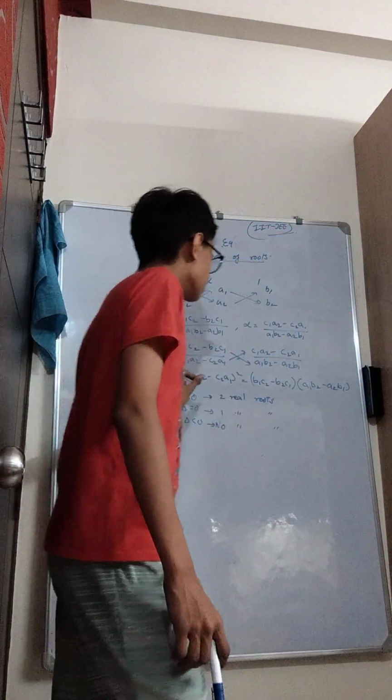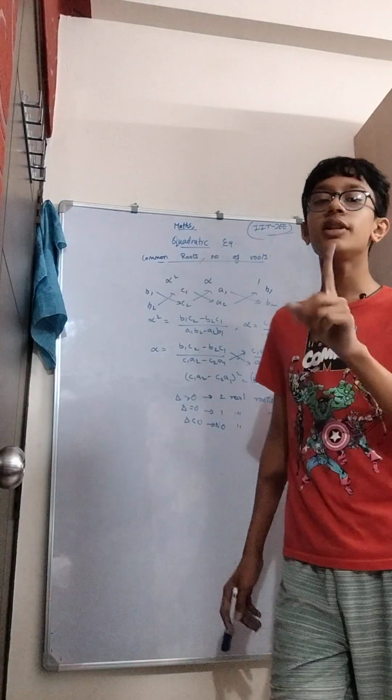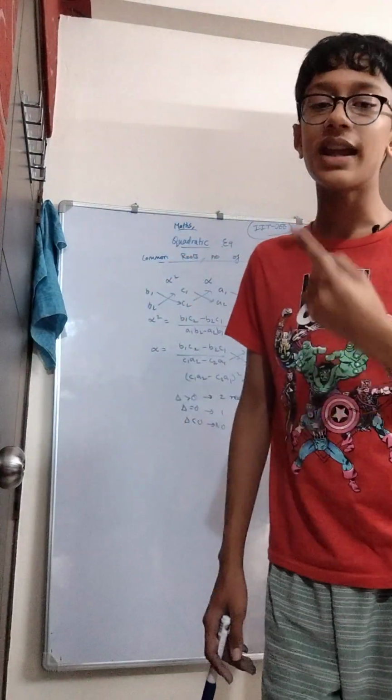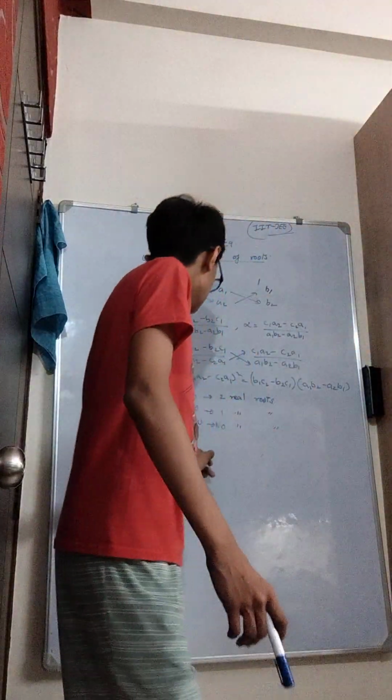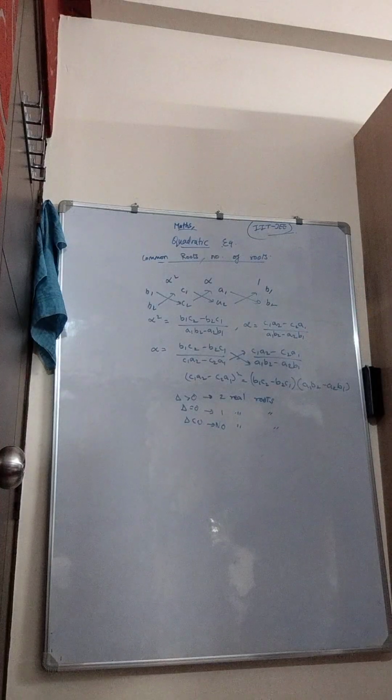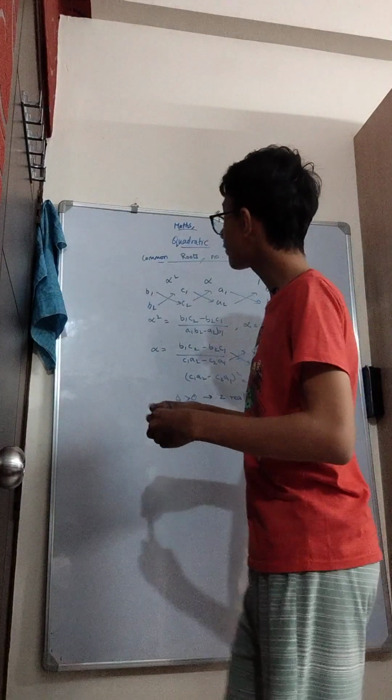Then if delta is greater than 0, two real roots exist. If delta is equal to 0, one real root exists, and when delta is less than 0, no real root exists. Okay. So this is the explanation of today's concept.